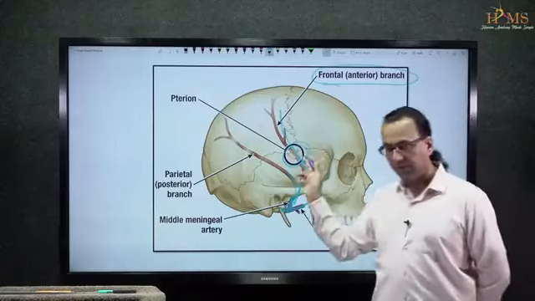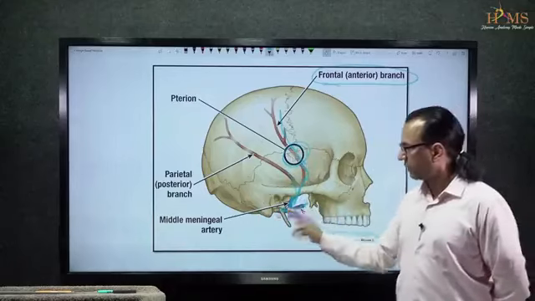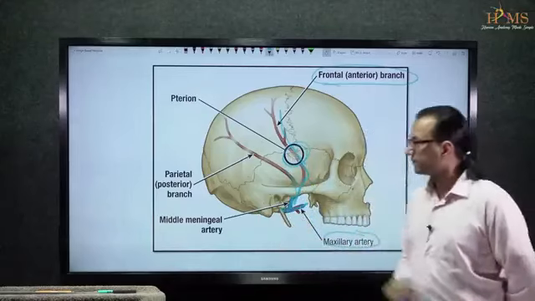Deep to the pterion, it can bleed to give intracranial hemorrhage, and it itself is a branch of the middle meningeal artery, a branch of the maxillary artery, a branch of the external carotid artery.